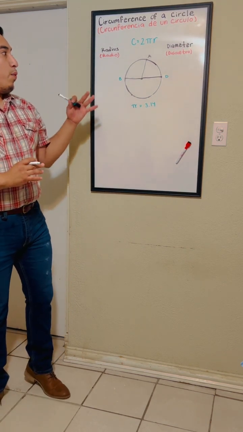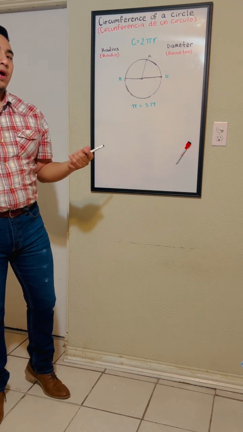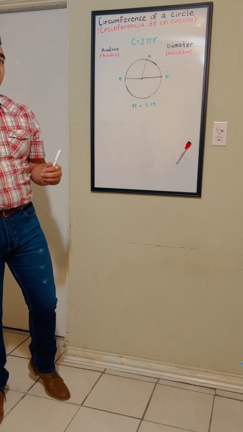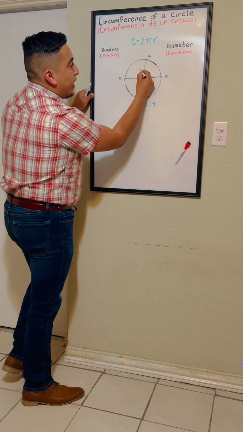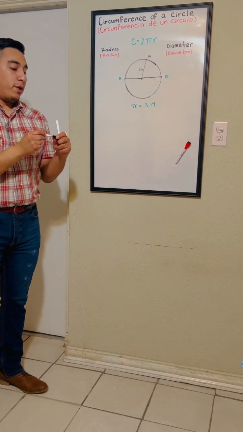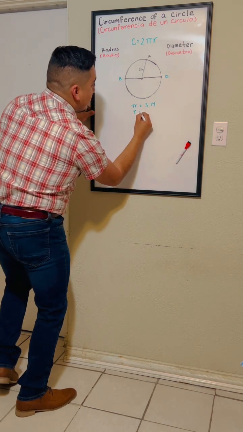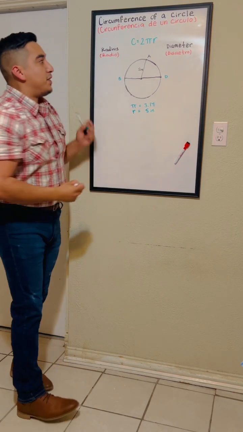Now we don't have the radius, but we could go ahead and give that radius a length. Let's just say that our radius is going to be 5 inches. So from the center of the circle to point A is 5 inches. That's our radius. So we could go ahead and write down our radius as well. Radius is equal to 5 inches.